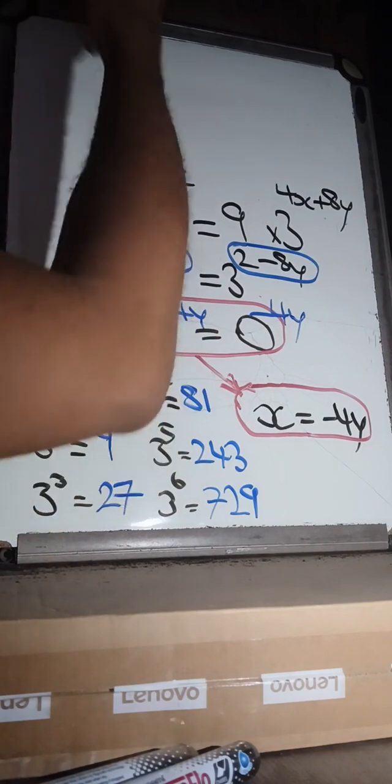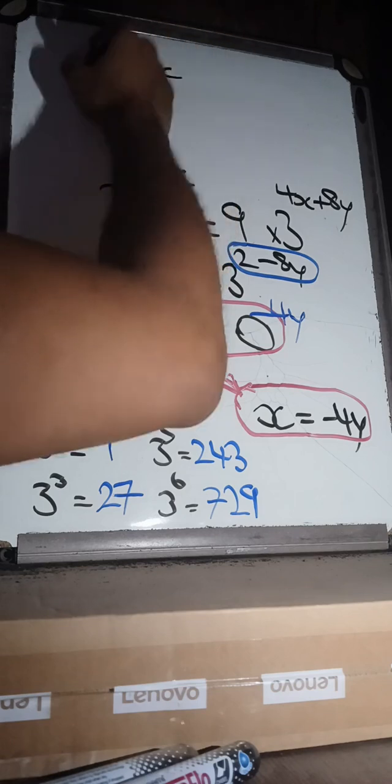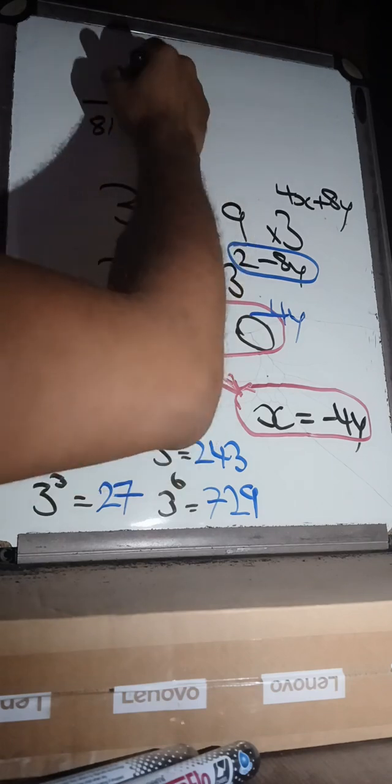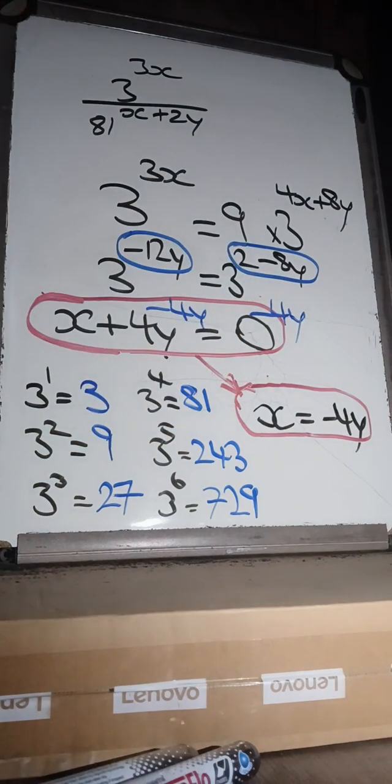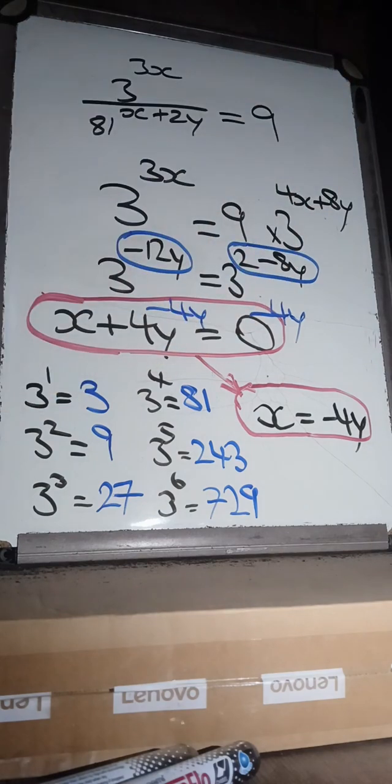We have 3 to the 3x over something, right? Oh yeah, it was 81 raised to the x plus 2y. So therefore, you want to get rid of this, because that's going to give you a problem. All of this was equal to 9. The 9 is not the problem. This down here is. So you can multiply both sides by the denominator so that you can simplify the situation. So that's what you want to do.